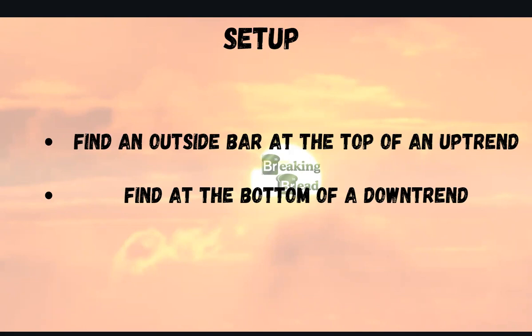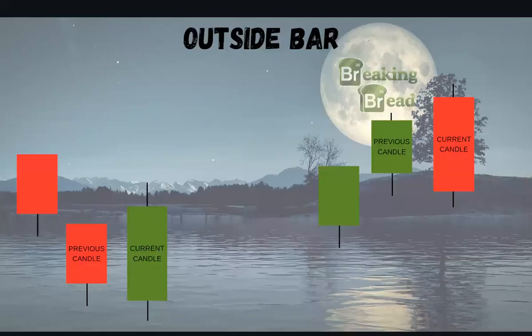That's what color you want that uptrend candle to look like. So this is what that would look like. Price is in a downtrend. We have our previous candle. We have our current candle. This is a green outside bar.